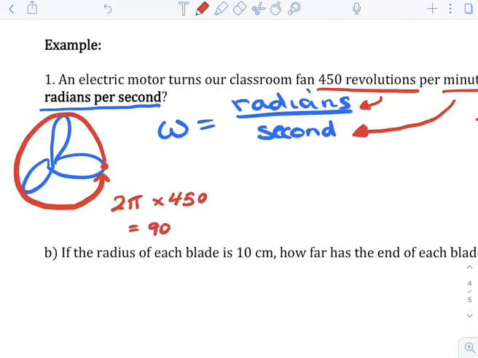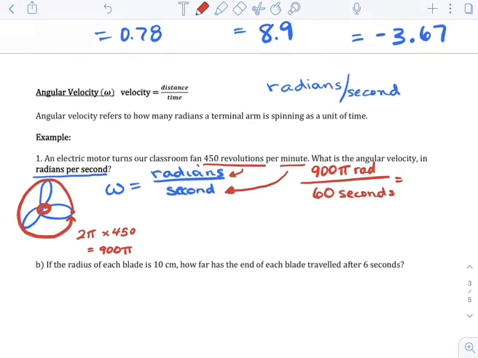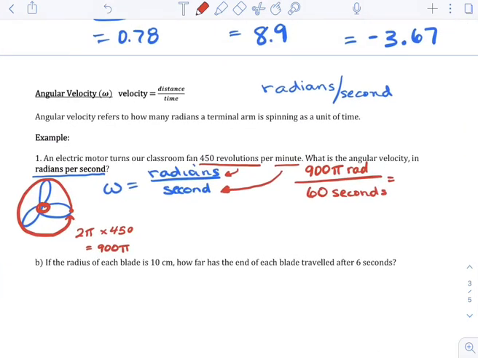So when I multiply those ones together, I'm going to get 900 pi. So that means there's 900 pi in terms of the angle, right? 2 pi, 4 pi, 6 pi, all the way around, 450 times, all the way up to 900 pi. So that's the amount of radians: 900 pi radians. Now what I want to do is divide those because I want to know what it is per second. So 900 pi divided by 60 is 15 pi radians per second.